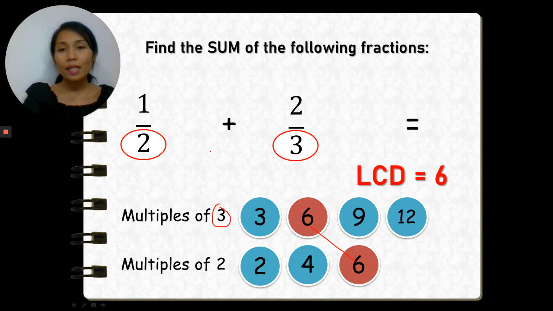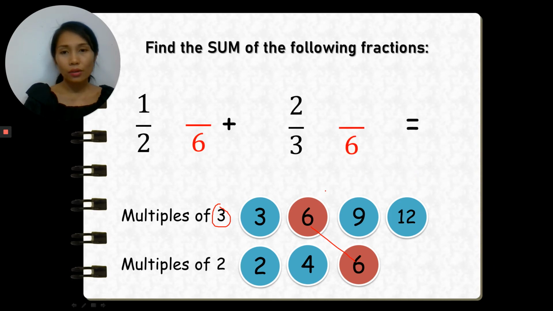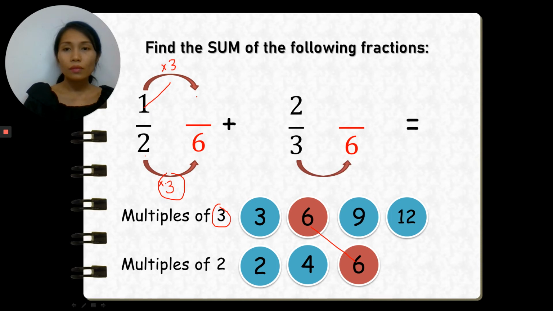Now that we got the LCD, that will be our new denominator. Now, what factor to get 6? We have the factor 3. So 2 times 3 equals 6, right? So whatever we use below here, we use above. So 1 times 3 equals 3. Now here, 3 times what factor to get 6? 3 times 2 equals 6, right? So 2 times 2 equals 4.